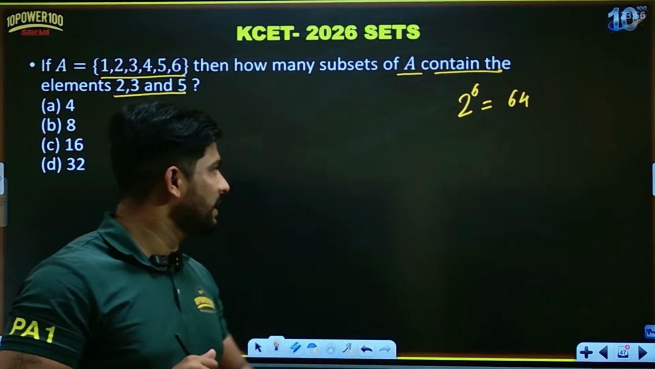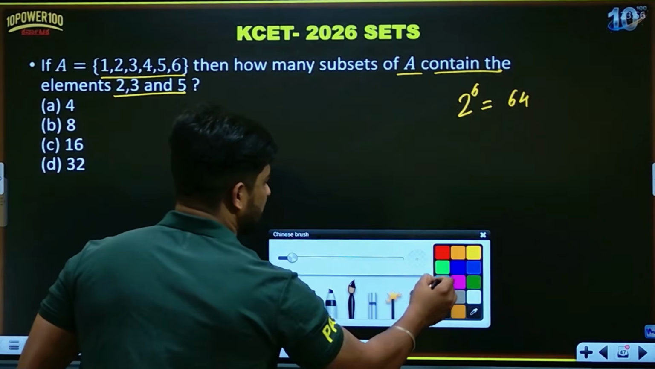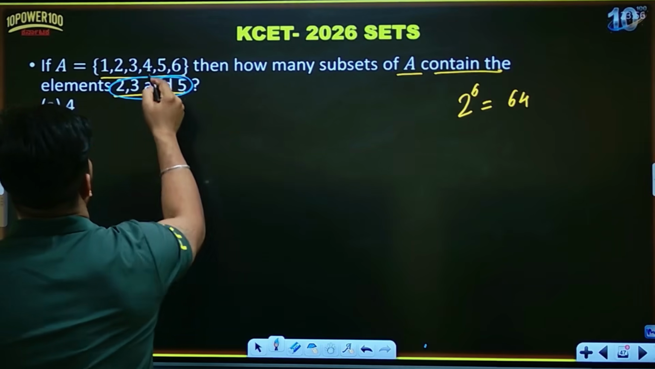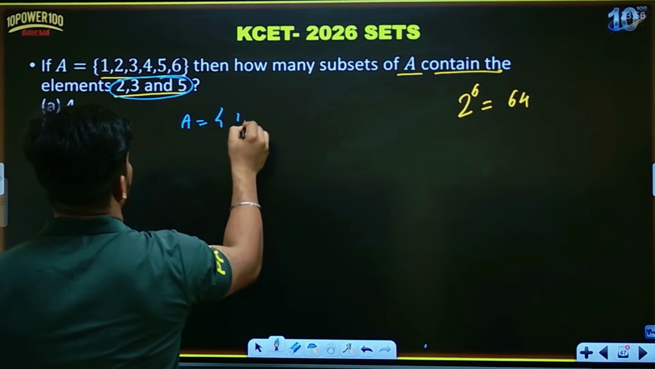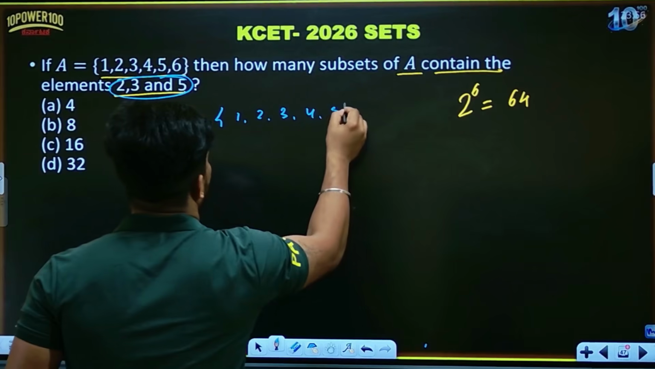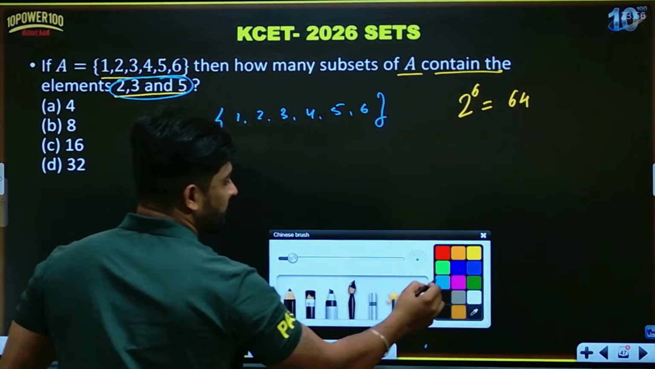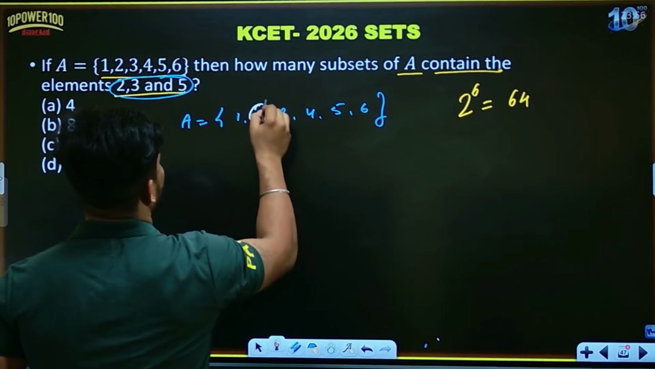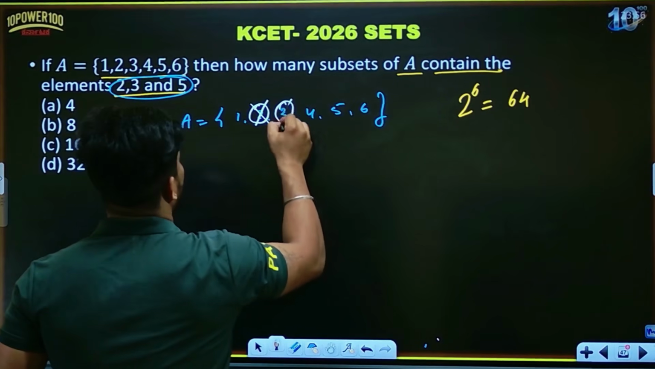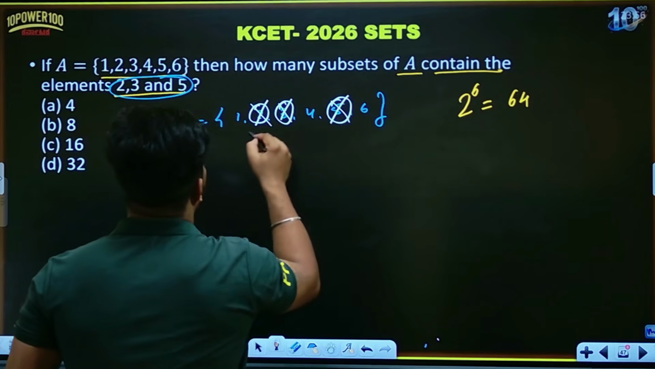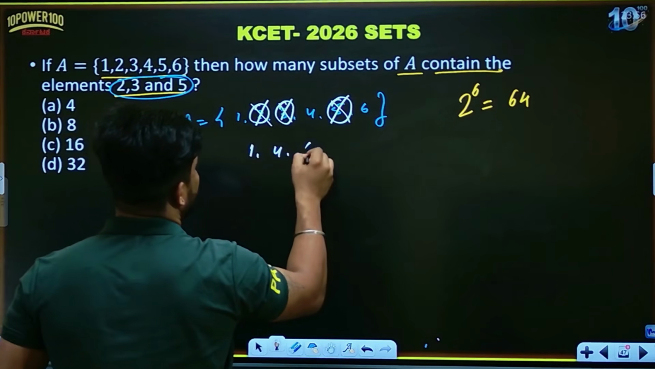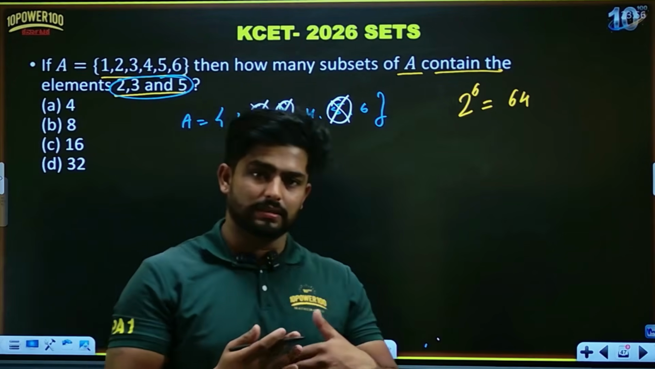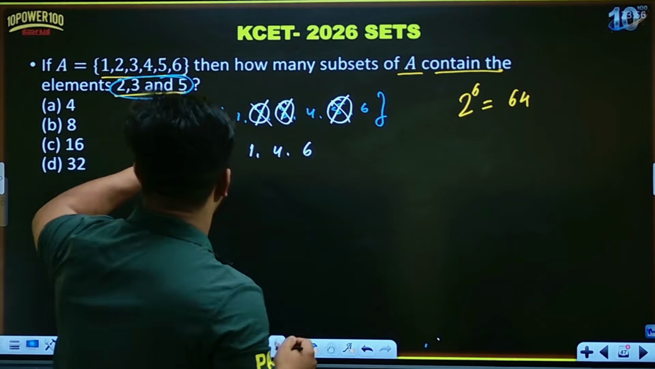So don't do that. The shortcut for this is to see how many elements are left apart from the given elements. They are talking about 2, 3, 5, correct? Set A is 1, 2, 3, 4, 5, 6. Now they are asking 2, 3, 5, so mark 2, mark 3 and mark 5. We are left with 1, 4 and 6. Correct? So now the number of subsets that contain 2, 3, 5 is simple.